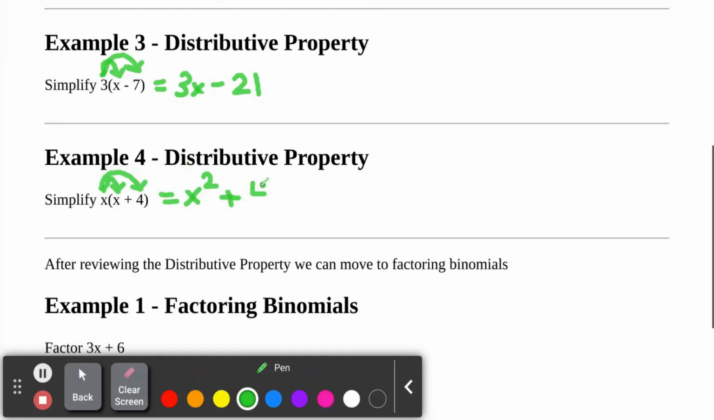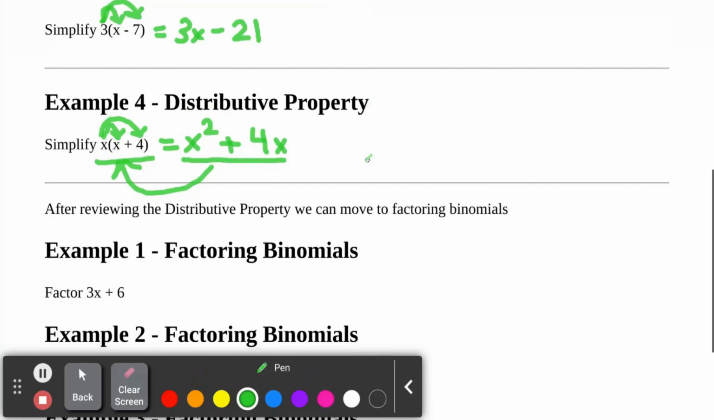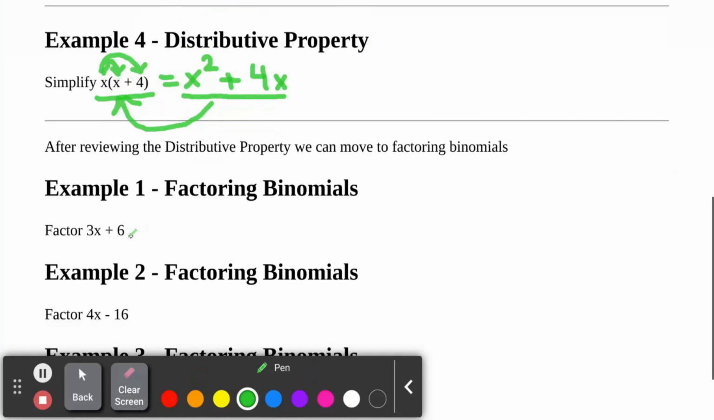Okay, so after we've reviewed the distributive property, when we're factoring a binomial, we're going to take something like this, and we're going to bring it back to something like this. Okay, so we're working backwards. Okay, so let's look at this first one. If we're going to factor 3x plus 6. Okay, so 3x plus 6.